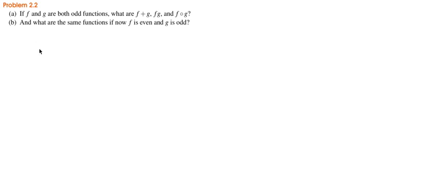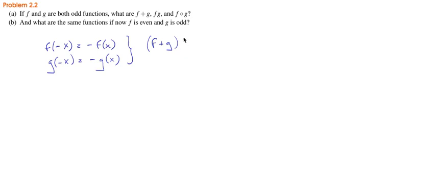Okay. Let's see. The definition of an odd function is that f of minus x is equal to minus f of x. And the same goes for g, because both are odd functions. Okay, so let's start with this. What happens with f plus g of minus x?